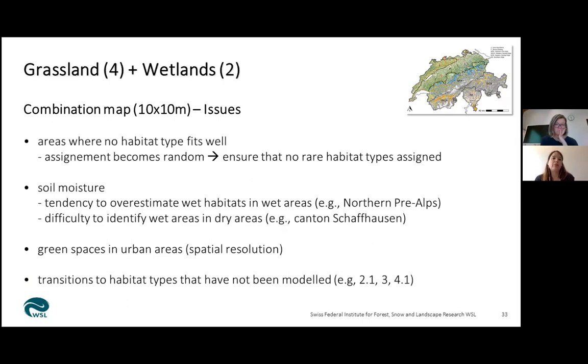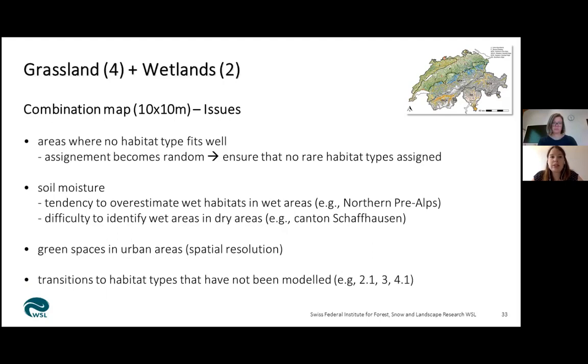Then we have a problem with green spaces in urban areas. This is mainly a problem due to the spatial resolution of the Sentinel. So green spaces in urban areas are highly fragmented. They are most often quite patchy, small scale, and surrounded by sealed areas. And there the 10-meter resolution of the Sentinel is just not high enough to allow for a distinction or classification of green spaces in urban areas.